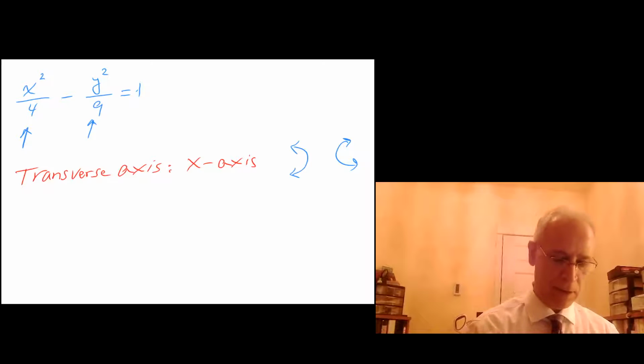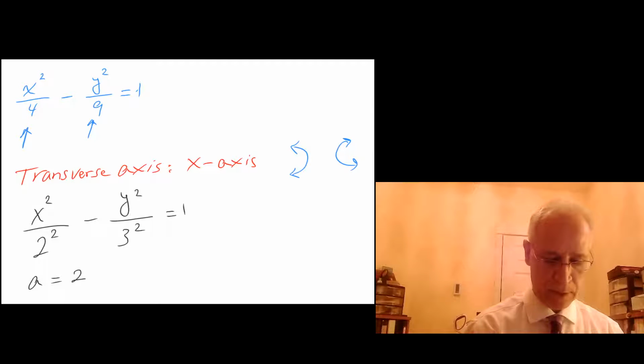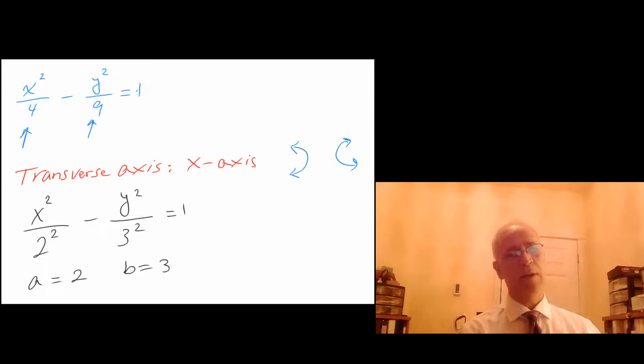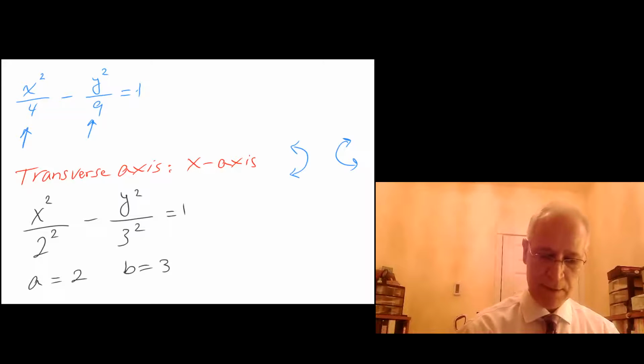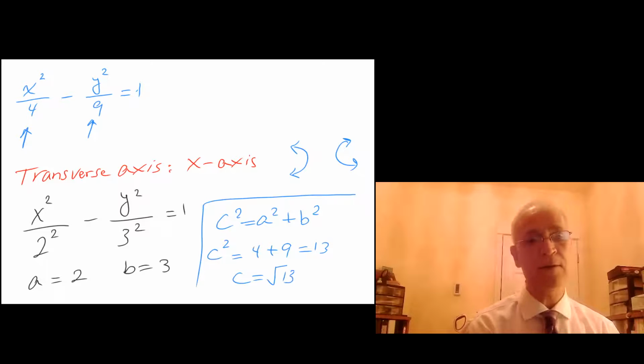Well, I can also rewrite this to make it easier for myself. Rewrite this as x squared over 2 to the second minus y to the second over 3 to the second equals 1. So now I know a equals 2, b equals 3. And how about the value of c? I know that c squared equals a squared plus b squared for hyperbolas. So c squared equals 4 plus 9 equals 13. So c equals square root of 13.